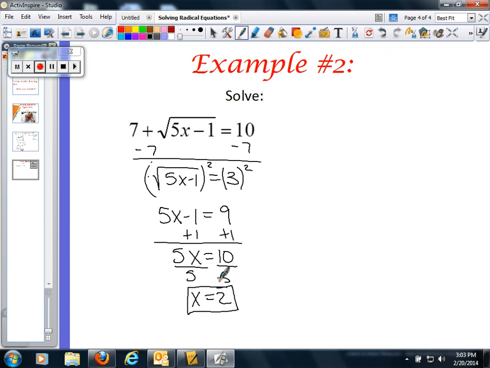Okay? So this is all there is to radicals. Always get it by itself, then square it, then solve. Alright? Make sure you write down any questions you have. I know the notes are short tonight, but these are going to be very important for us over the next couple days.